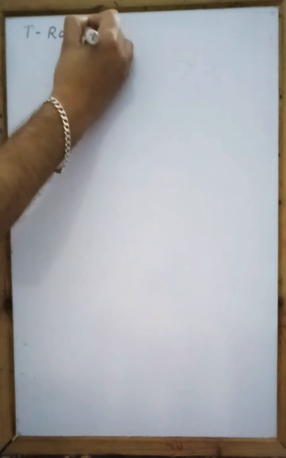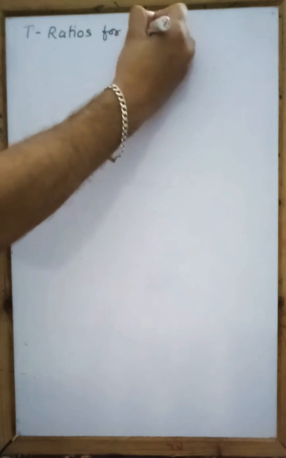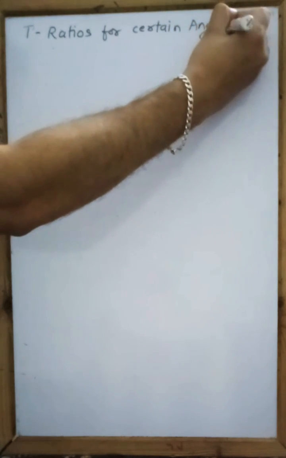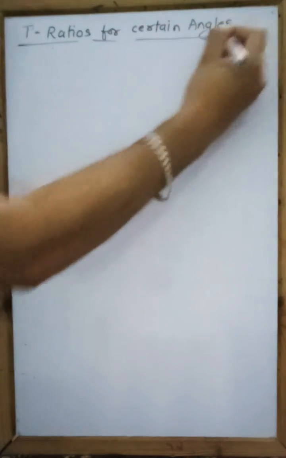When you go to higher classes, there is a rule for how you will tell the value of sine of 120 degrees and greater angles also. But right now we have this trigonometric table. We have T ratios for certain angles. Let us see which angles are those.